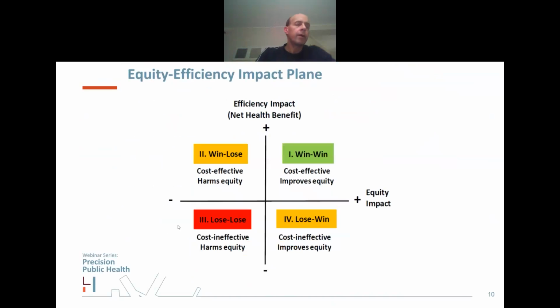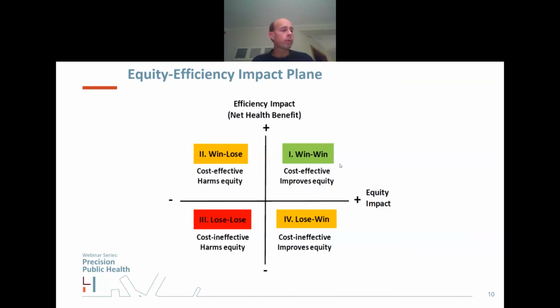Now, if we incorporate equity into the cost effectiveness analysis, we could draw a similar plane as we did before, the cost effectiveness plane. Now we call it the equity efficiency impact plane, where we compare, again, two interventions, one existing one and a new one, on two dimensions: equity impact on the x-axis, which one increases equity more, and efficiency impact on the y-axis. So what is the net health benefit? Net, which is subtracting the opportunity cost from it.